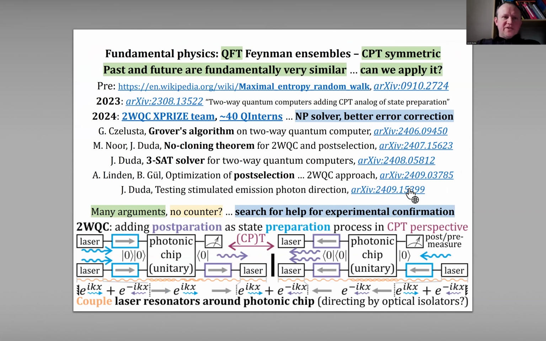Okay, so we have a team for the Google X Prize competition, and there are some articles. I've mentioned the situation that we have laser resonators and a photonic chip between them. So we have coupled resonators, with some sophisticated control between them. Intuitively, it should allow for better computational power. There are many arguments it should work. In nearly two years I haven't met any counter argument. So in theory it should work, but it needs more help from experimental people. This is why we search for collaboration.